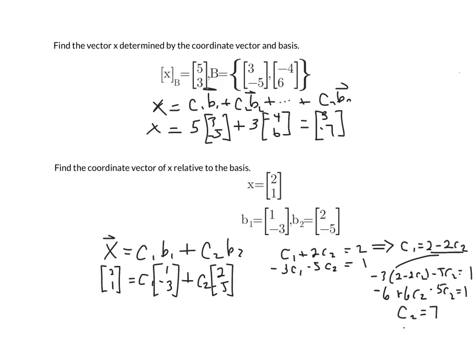And then plugging that in, we get c1 equals 2 minus 14, or negative 12. And so our coordinate vector of x with respect to b would be c1 equals negative 12, and then c2 equals 7.